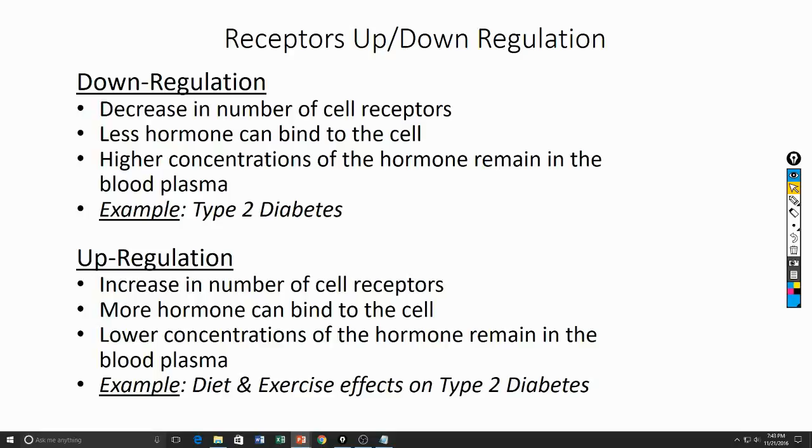Okay, and an example of this would be type 2 diabetes. For those who aren't familiar with that disease process, this is essentially kind of what it looks like. Okay, you got your cell here. Okay, it's time for one of these expert drawings. All right, so we got our receptors on the outside.